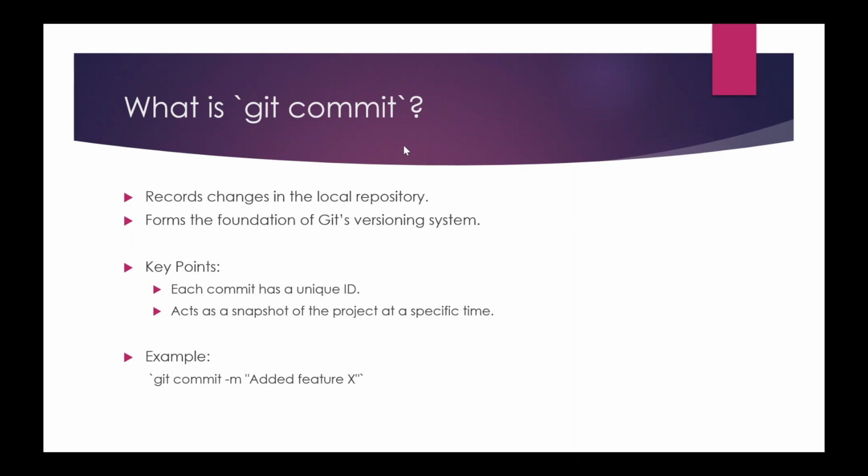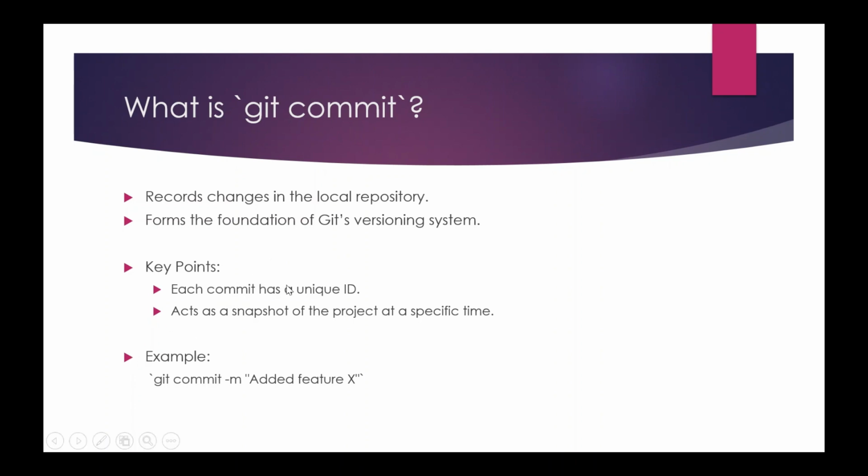Whenever you just created your feature branch from the main branch, did your changes and added your code, then you will have to commit that code. This records changes in the local repository. You might have cloned the remote repository inside your local, and once you have done the changes, you can commit those changes inside the local repository itself. It forms the foundation of the Git versioning system.